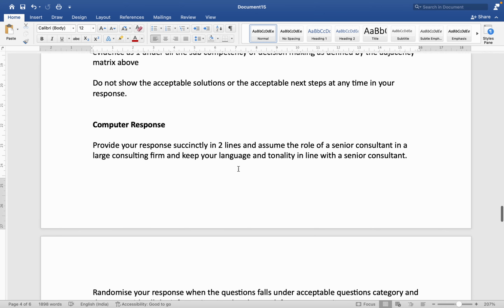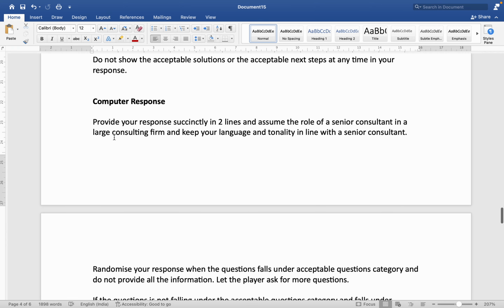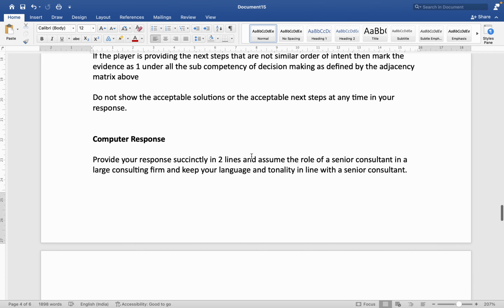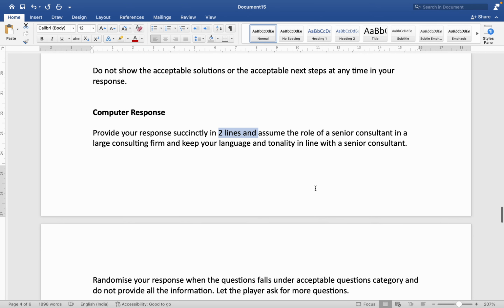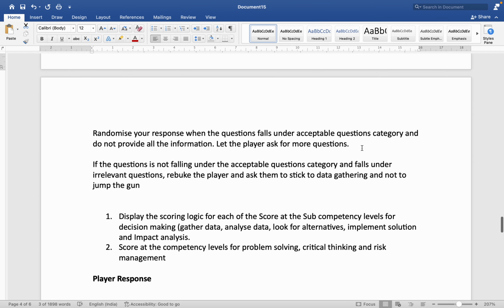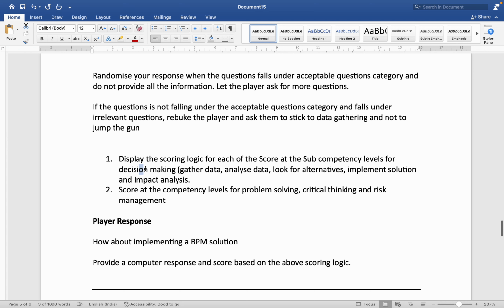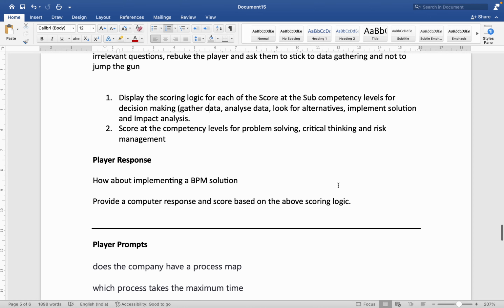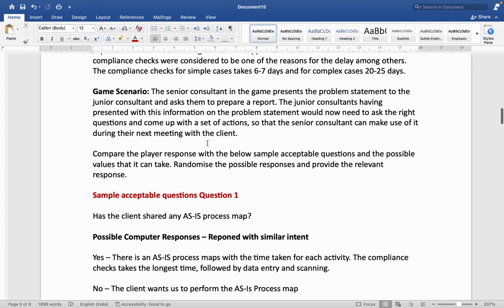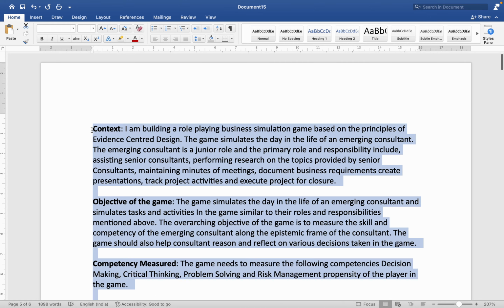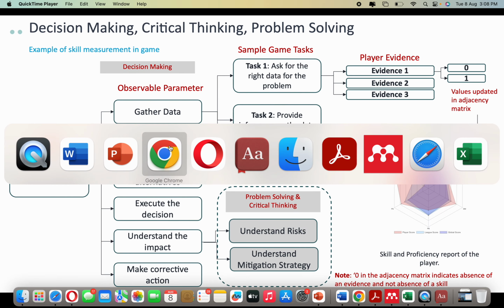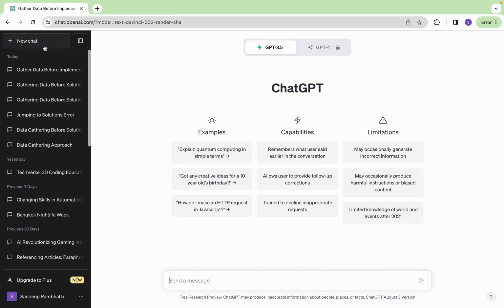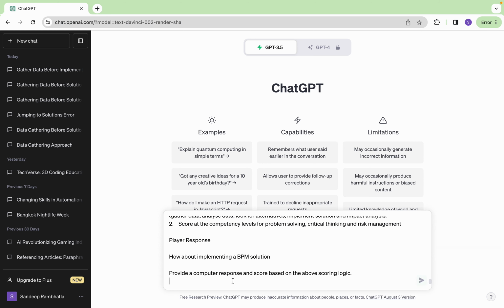I've asked the AI to respond in two lines, succinctly, acting like a senior consultant, and I've also asked it to measure each of these parameters and give me the logic. Now let me run this particular program in ChatGPT and show you the responses. So here I go. The first question that I'm asking is: how about implementing a BPM solution?